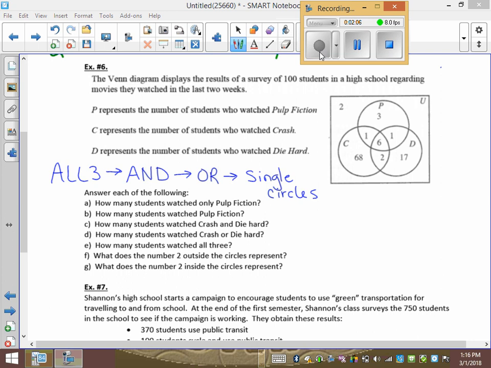All right. So how many students watched only Pulp Fiction? So we're looking here. We have Pulp Fiction, we have Crash, and we have Die Hard. So P, C, and D. How many people watched only Pulp Fiction? 3. How many students watched Pulp Fiction? 11. Because we go to the Pulp Fiction circle and we add up every number that's in it. 3, 9, 10, 11.